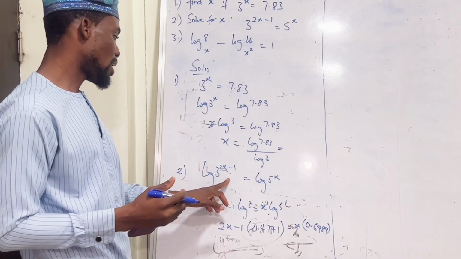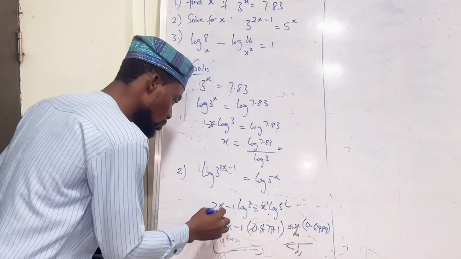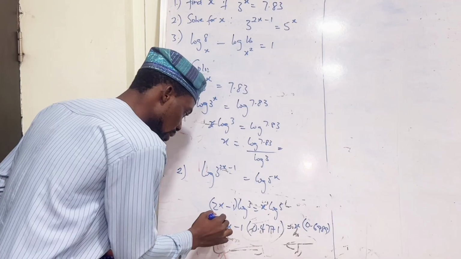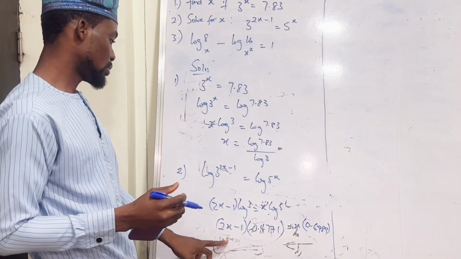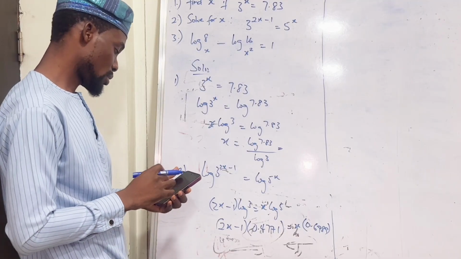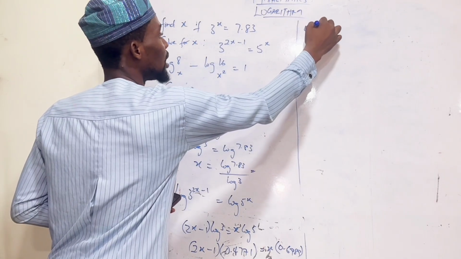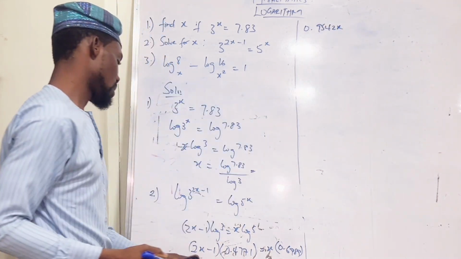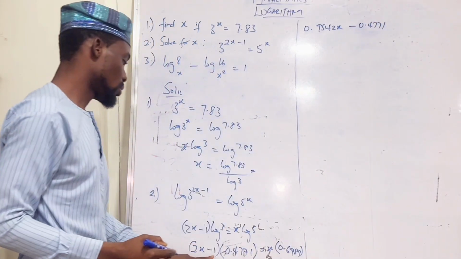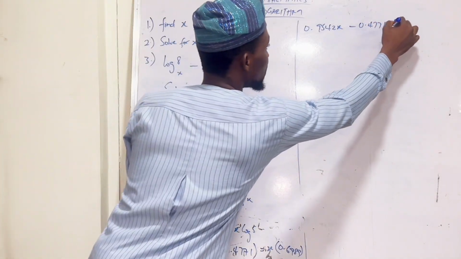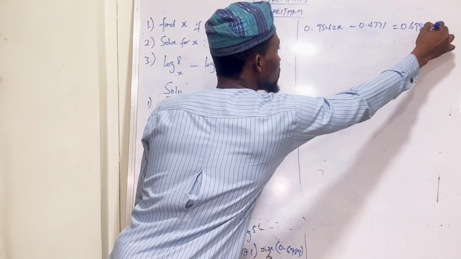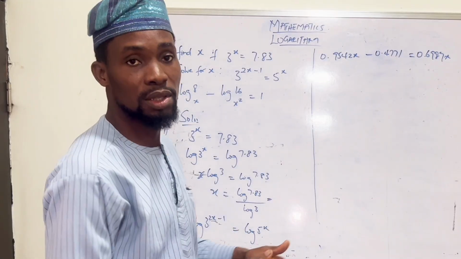Now from here, the power was 2x minus 1, so this is what is multiplying log 3. I'm going to have 2x times 0.4771, which gives me 0.9542x, then minus 0.4771 because minus 1 is multiplying this value. That equals 0.6989x.